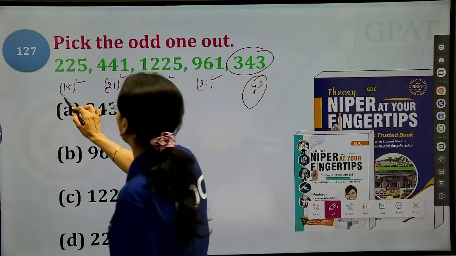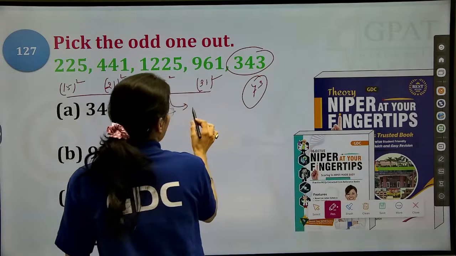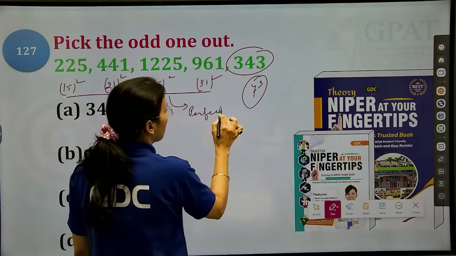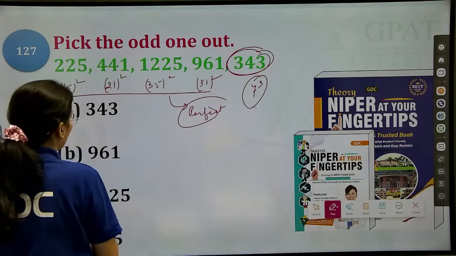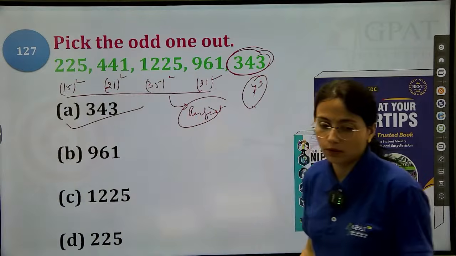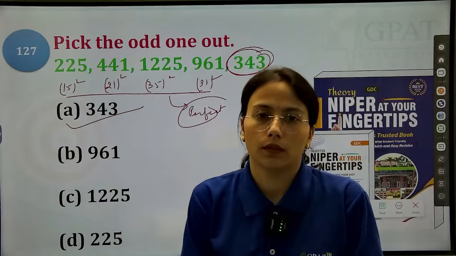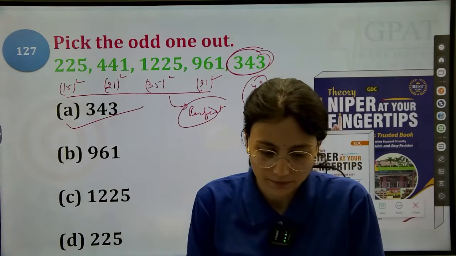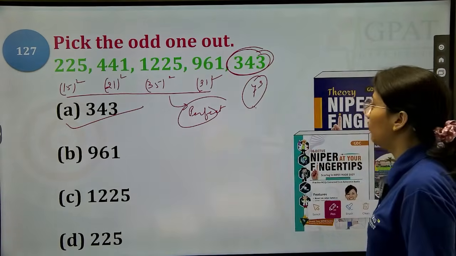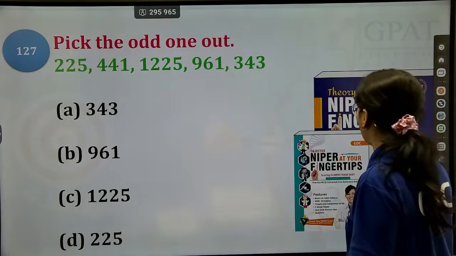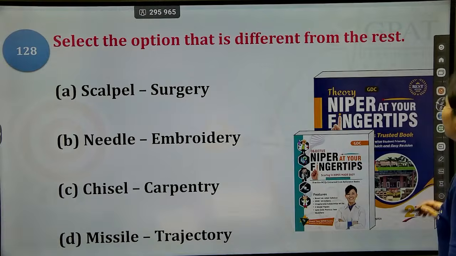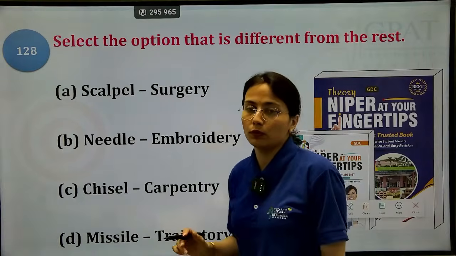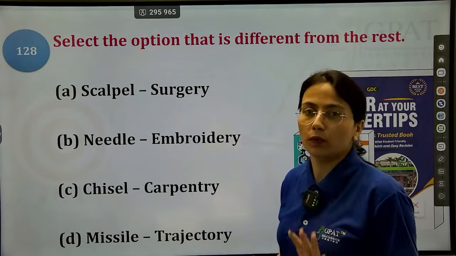So all four are perfect squares, but this one, 343, is a cube. So 343 is the odd one from the given four numbers. Now move to the next, that is question number 128. If we see question number 128, select the option that is different from the rest. We have to find the odd one.